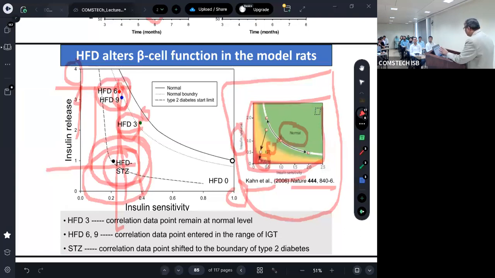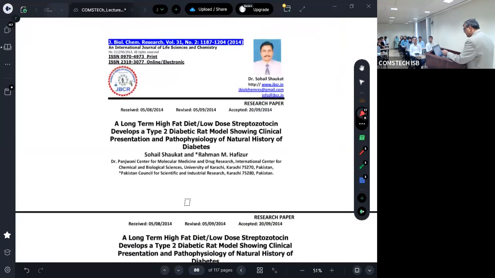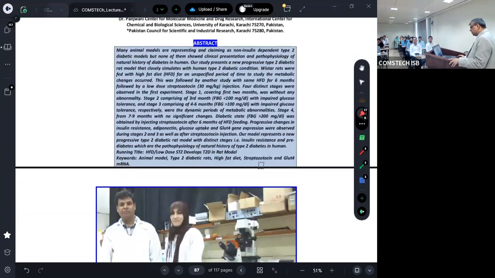We confirm, we measure blood glucose, we measure 2-hour blood glucose, confirm. Insulin, we measure, confirm. And again, we make them fit the model, found it, yes, one is insulin release, one is insulin sensitivity. We measure this model, we get it. And we published this one: a long-term high-fat diet, low-dose streptozotocin develop a type 2 diabetes rat model showing clinical presentation and pathophysiology of natural history of diabetes. What happens in human? Same thing, we try to develop a similar model, we got it, and we published the paper. This is the full paper.